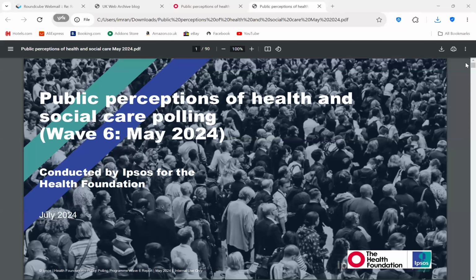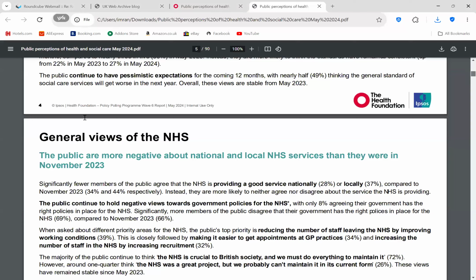Your secondary research would be based on these reports, just like the report that I've downloaded just now. So I'm sharing this report with you. This is just a random report that I downloaded from this website. It's public perceptions of health and social care polling, for instance. And here you have a lot of statistics. There are different attitudes towards GP practice. If you go into the index, there are several things evident over here.